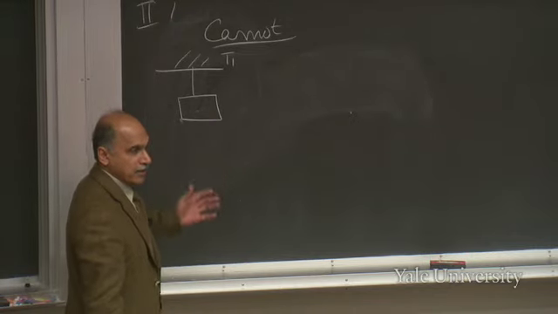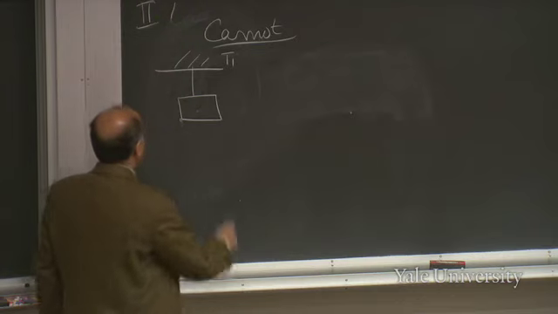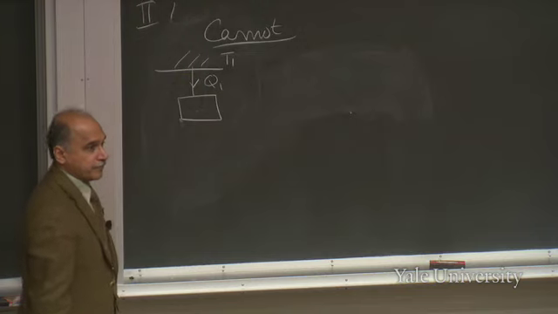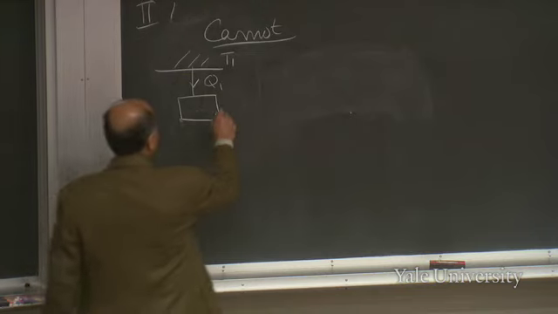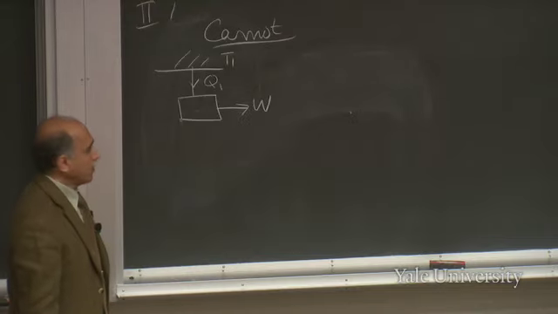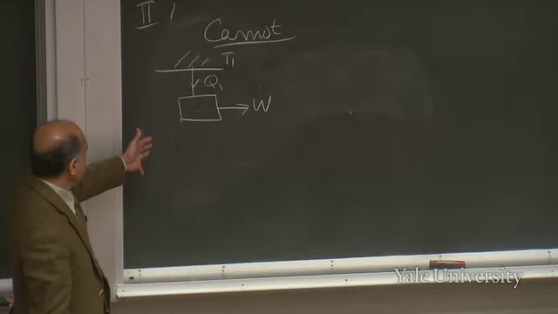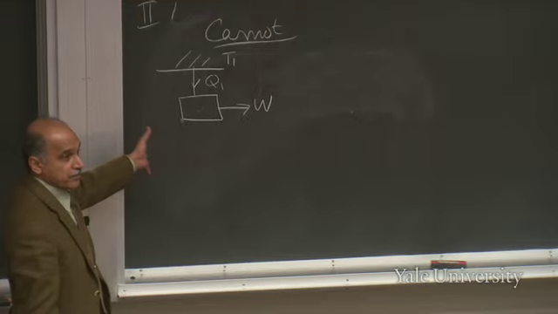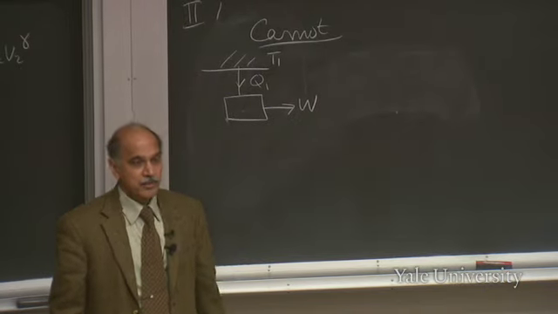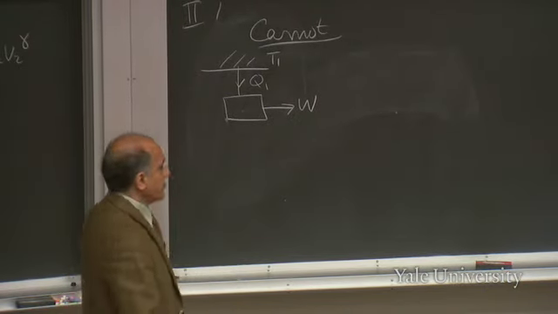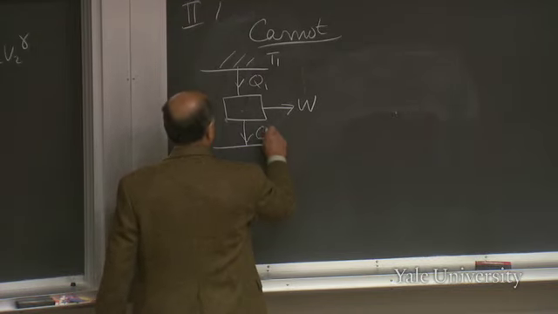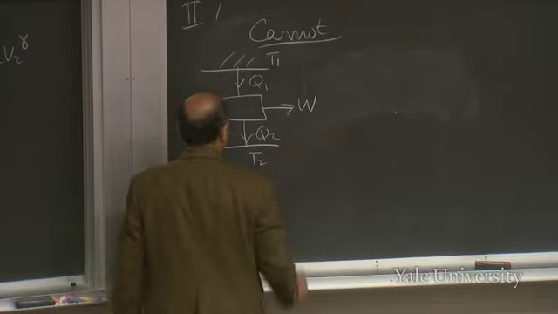Here's my engine. It's got some substance inside. It could be a gasoline engine or a steam engine. We don't care what happens. Some amount of heat, Q1, is taken from the hot reservoir, and some amount of work is delivered. Now, here is an engine which, as drawn here, doesn't violate any of the laws of physics, provided Q1 is equal to W, then energy is conserved. In practice, you find that's not how engines work. The engine also rejects some amount of heat Q2 to a lower temperature T2.